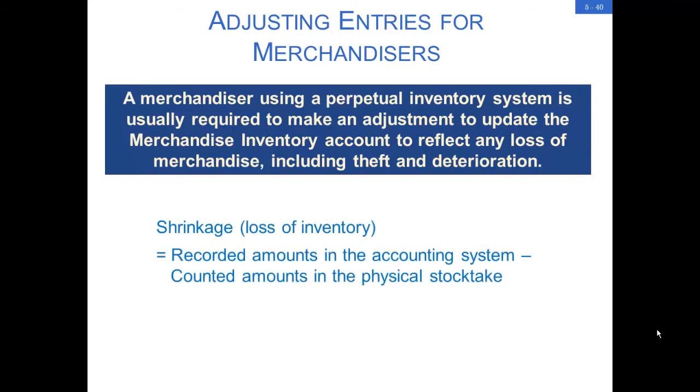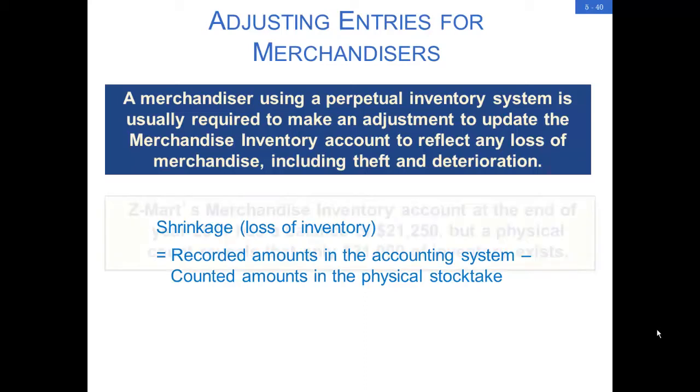Shrinkage is the term used to refer to the loss of inventory, and it is computed by comparing a physical count of the inventory with the recorded amounts. A physical count means the company will send somebody to the warehouse and count the amount of existing inventory. A physical count is usually performed at least once annually. The physical count amount is then compared to the amount recorded in the accounting system. Any differences will be adjusted at the period end.